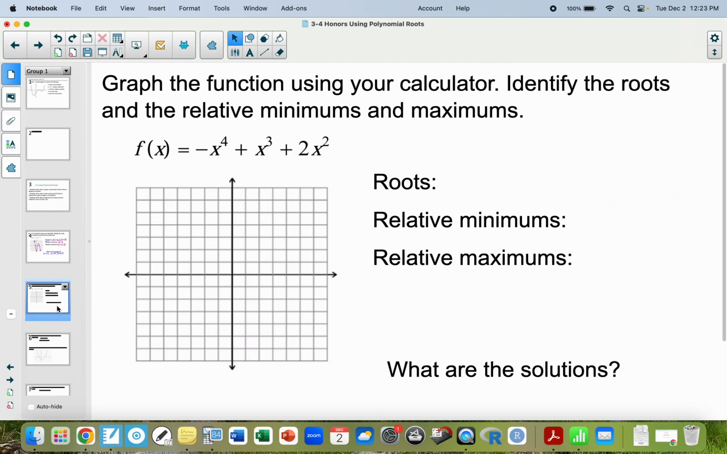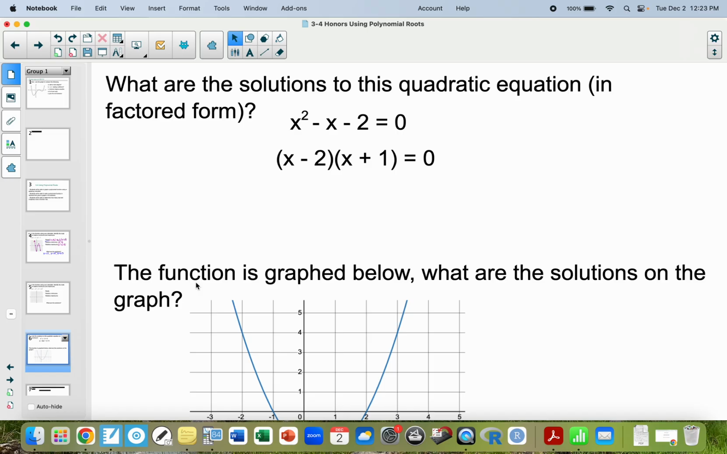Okay, for sake of time in this video, I'm going to skip this problem if you're looking at the note sheet, and we're going to go on to this problem. So I'm going to relate this back to quadratic functions, to parabolas, because that's what we're most familiar with. It says, what are the solutions to this quadratic equation in factored form? So I took this original quadratic equation and I factored it. So this right here is factored form.